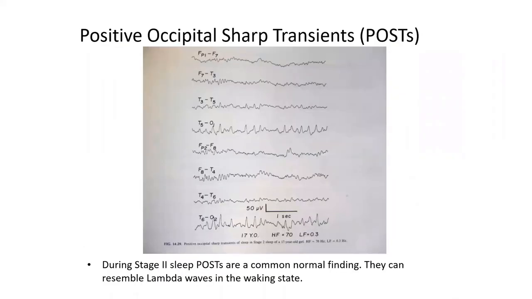These are something called POSTs. So this normally happens during stage 2 sleep, and they're these triangular waves of positive polarity. They're a normal finding, and they're often mistaken for something that is epileptiform in nature.